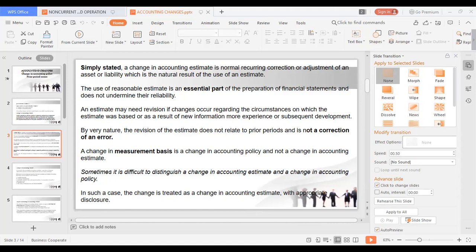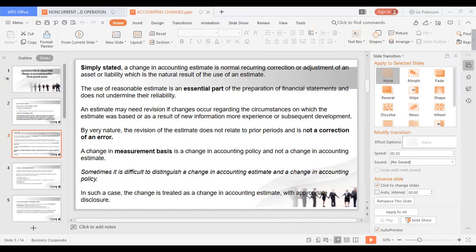So we now have 260,000. That's now the depreciation of the equipment for 2020. The revised useful life is 12 years minus the expired life of 4 years. So we have the remaining useful life of 8 years.